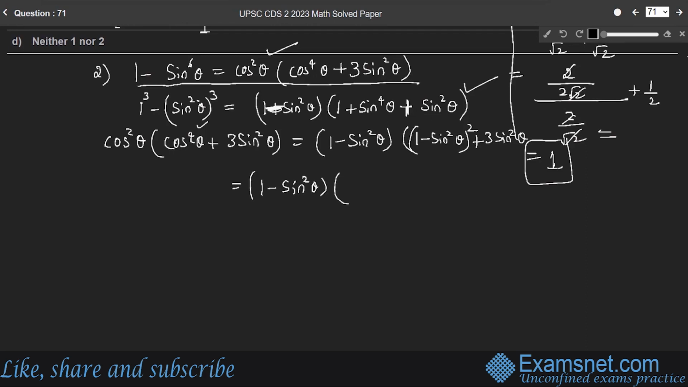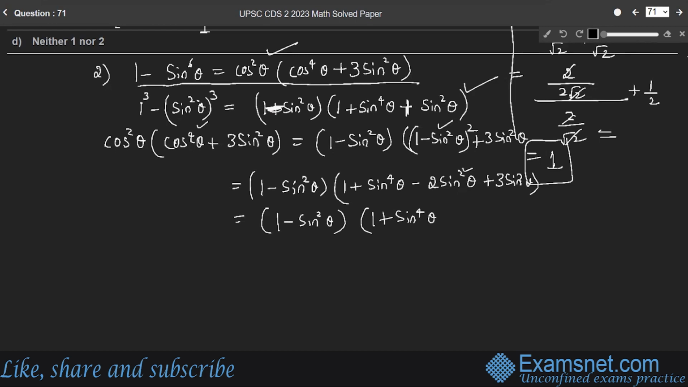And the next term becomes in the form of a minus b whole square. That is 1 minus sine square theta the whole square is a square plus b square. So which is sine raised to 4 theta minus 2ab, 2 sine square theta, 2ab, plus the last term is 3 sine square theta. Right? Therefore, 1 minus sine square theta into 1 plus sine raised to 4 theta. So minus 2 sine square theta plus 3 sine square theta is plus sine square theta.